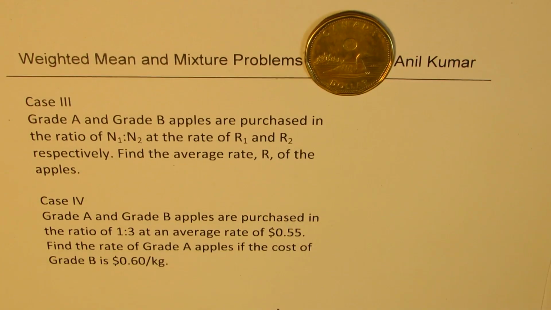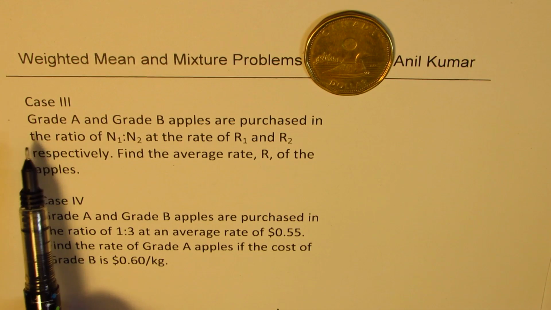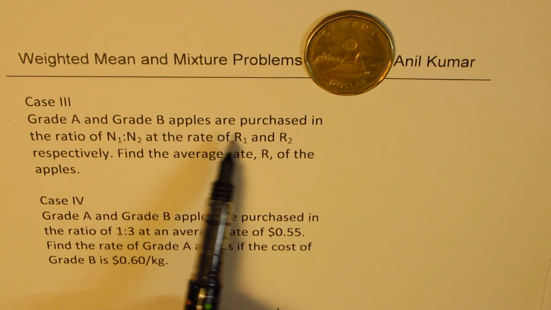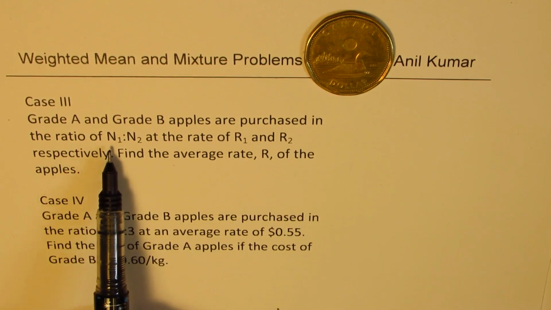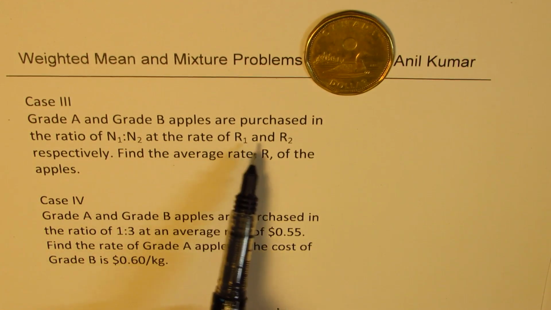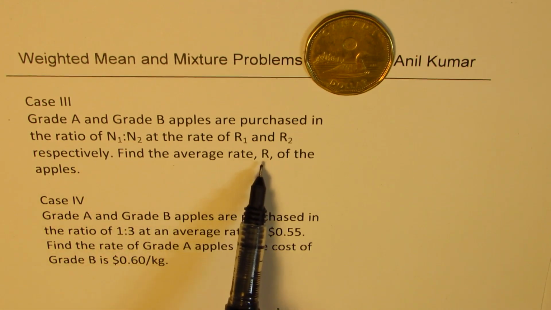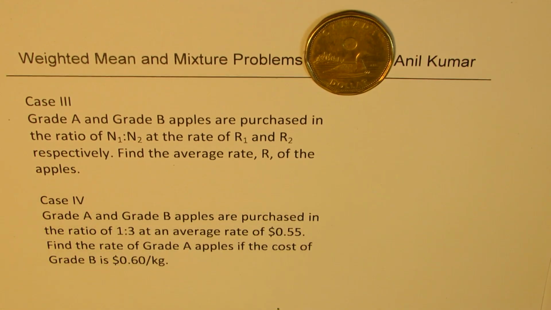So let's go on and see some more applications of the same thing and understand the concept further. Now let us consider case 3. We have actually generalized our question. The question again here is, grade A and grade B apples are purchased in the ratio of N1 and N2 at the rate of R1 and R2 respectively. Find the average rate R of the apples. So we have just got rid of all the numbers now and we are working with general variables, right? Which could be given any value.